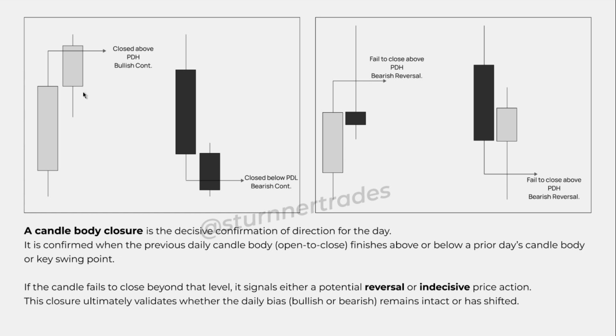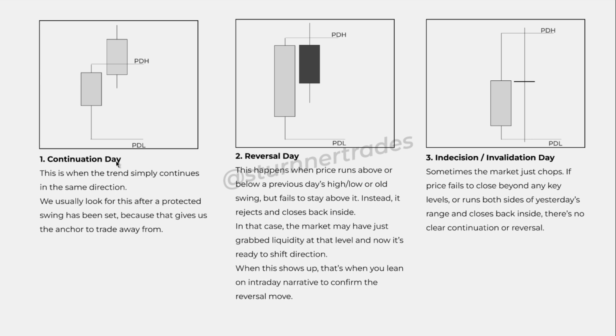Alright, now that we've gone over the three tools, protected swing, failure swing, and body closures, let's put them together, because once you know how to read those three, every single day in the market is only going to fall into one of three possible outcomes, which are continuation day, reversal day, or indecision, also known as invalidation day.